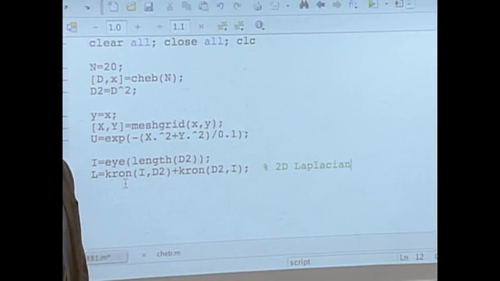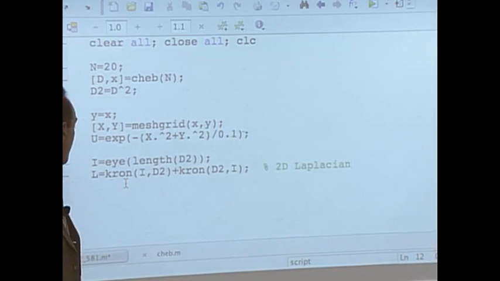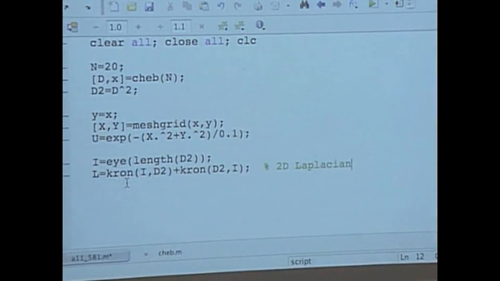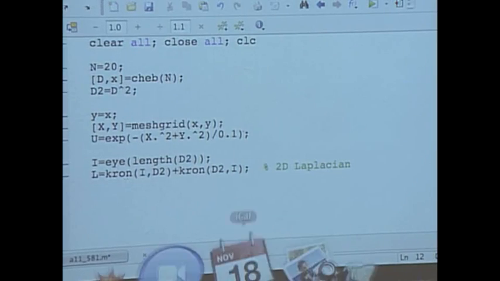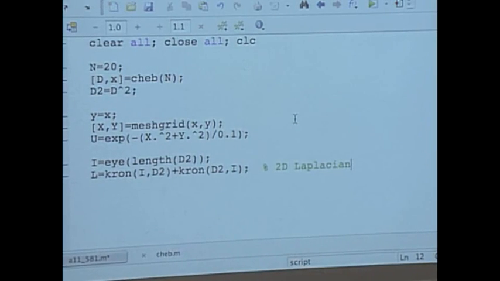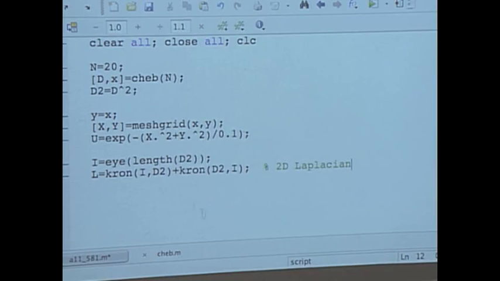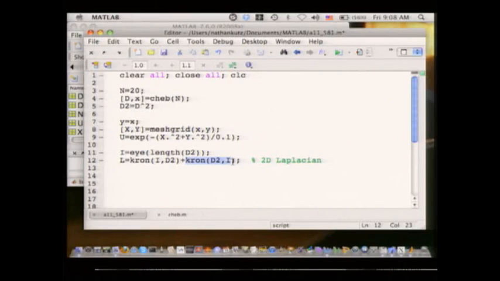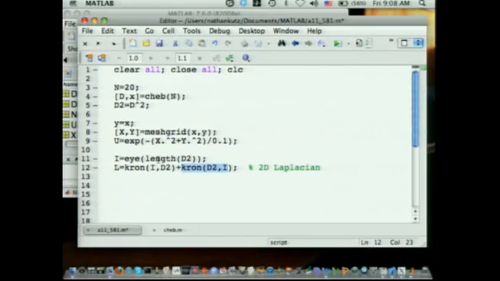Okay, but do you got to use an I in there? Yes. If you really want it, yeah. Remember, this is dy squared plus dx squared. When you're mixing them together, you're making uxx, uyy. That's different. If you want uxy, you would do kron(D, D). Yeah, so if you want u of x, y, you do kron(D, D).